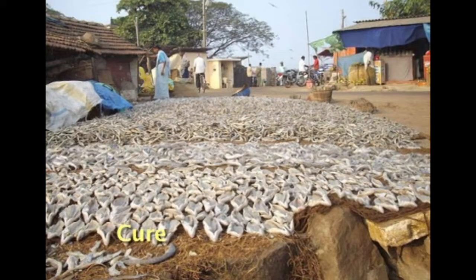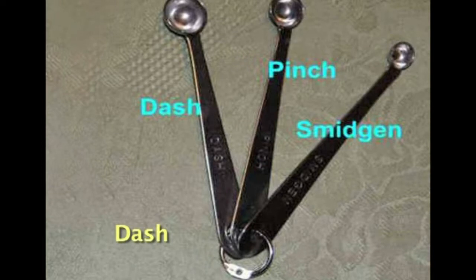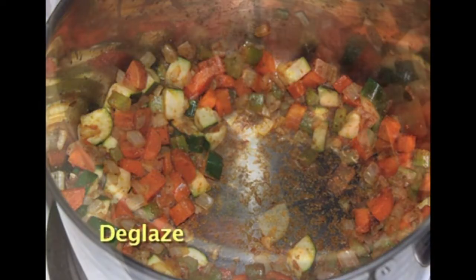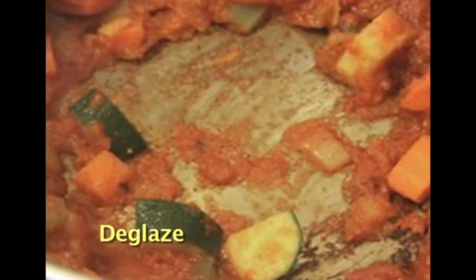Cure is to preserve meats by drying and salting or smoking. A dash is a measurement which is approximately a pinch or less. Deglaze is another word we hear so much while watching the various cookery shows. It is adding liquid to a pan in which foods have been sauteed, fried or roasted to dissolve the caramelized juices which are stuck to the bottom of the pan.